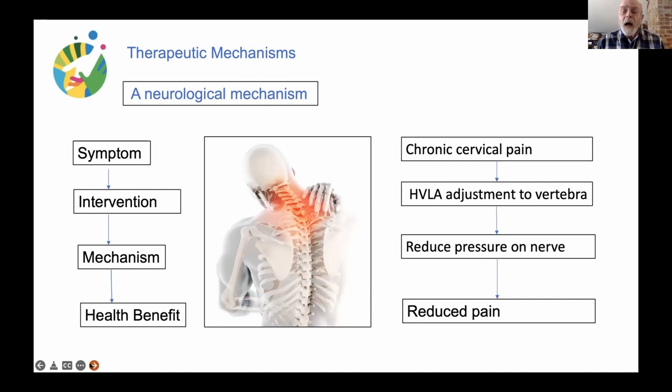A neurological mechanism: chronic neck pain, high velocity, low amplitude adjustments to the vertebra. That's the bailiwick of the chiropractors.